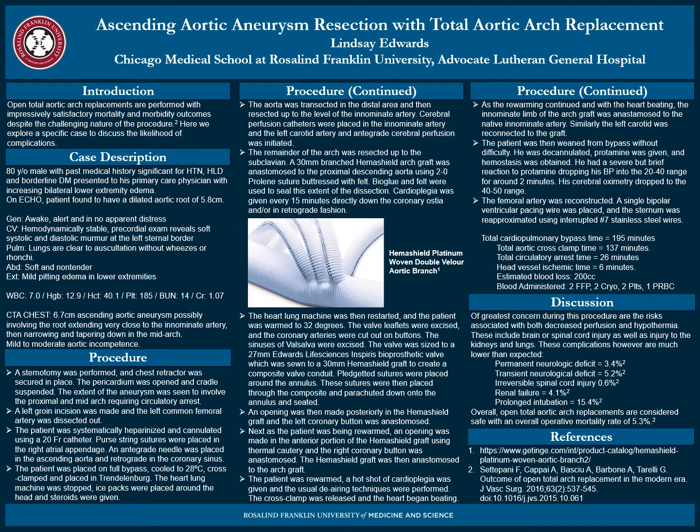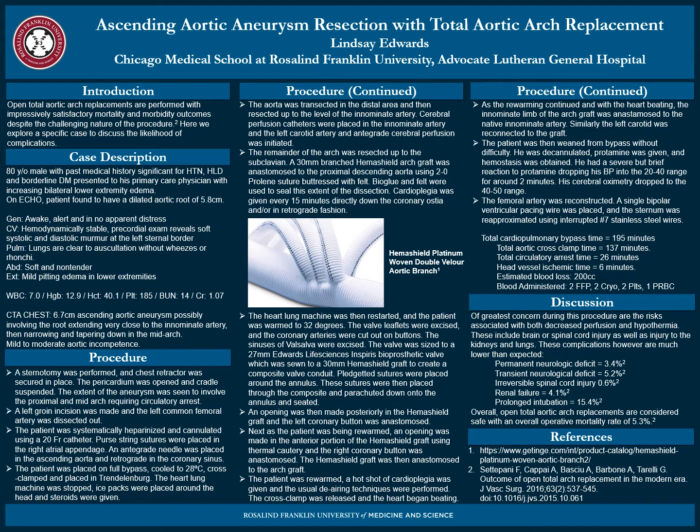A 30 mm branched Hemashield arch graft was anastomosed to the proximal descending aorta using 2-0 Prolene suture buttressed with felt. Bioglue and felt were used to seal this extent of the dissection. Cardioplegia was given every 15 minutes directly down the coronary ostia and/or in retrograde fashion. The heart-lung machine was then restarted and the patient was warmed to 32 degrees Celsius.